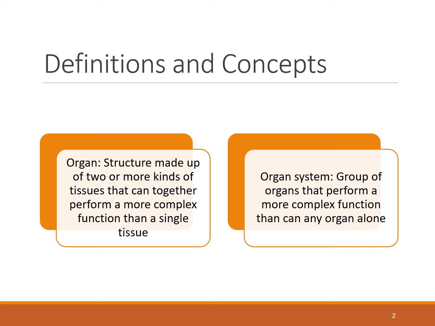An organ is a structure that's made up of two or more kinds of tissues, and these tissues together can perform a more complex function than a single tissue alone. An organ system is a group of organs that work together to accomplish a common goal that is more complex than one of the organs alone could perform. Remember, cells make up tissues, tissues make up organs, and organs make up organ systems.